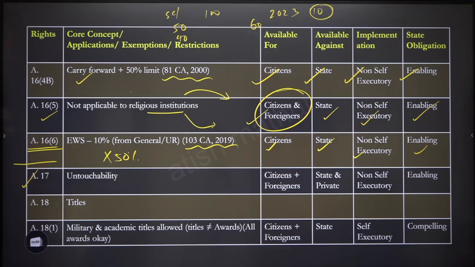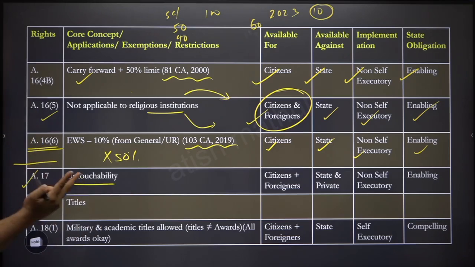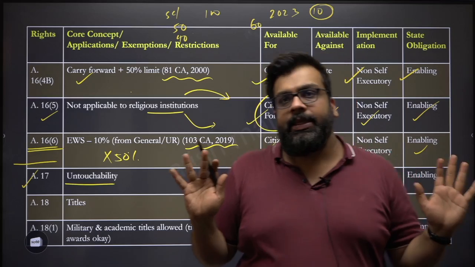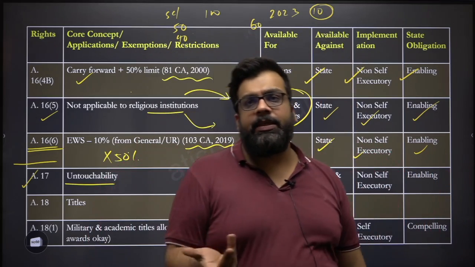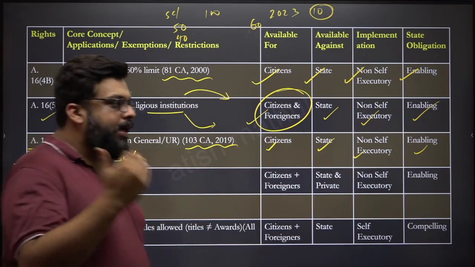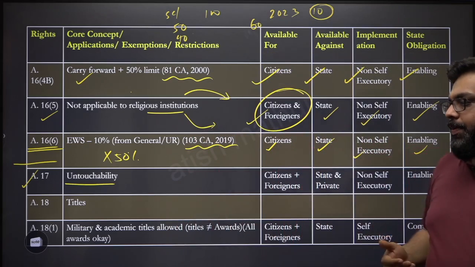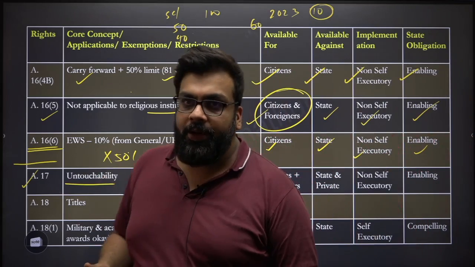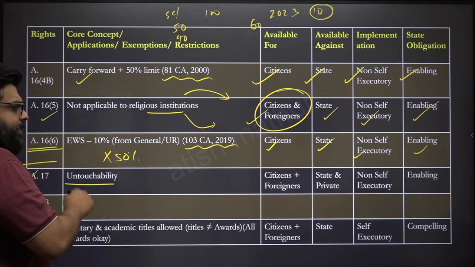Now comes Article 17. Article 17, very interestingly, talks to you about two things. First, it declares that untouchability is prohibited. But the Constitution declaring untouchability to be prohibited will really not make a lot of difference unless you also add a lot of deterrence value to this. And the only way you're going to add deterrence value to untouchability is by making sure that it is a crime, right?